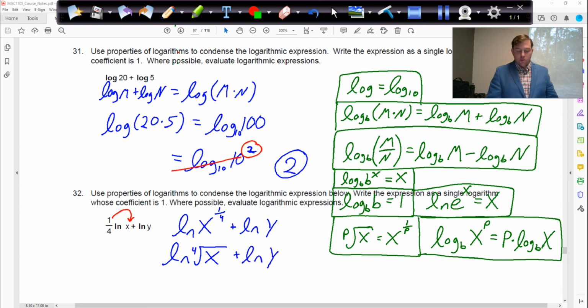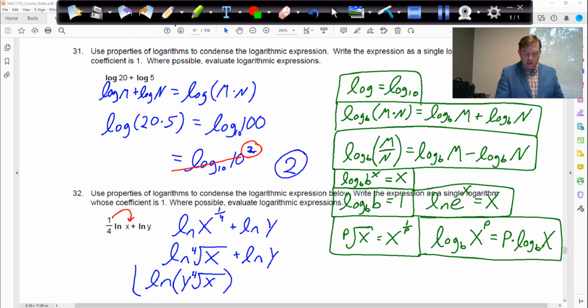And now we'll use our log property. So our log property says 2 things being added can be 1 thing that is multiplied, and typically we'll write y times the 4th root of x in that order, just so we can see that it's multiplied and that the y is not a part of the square of the radical symbol. Okay, so that would be it for 32.